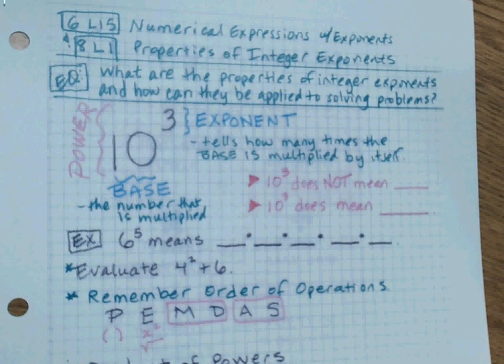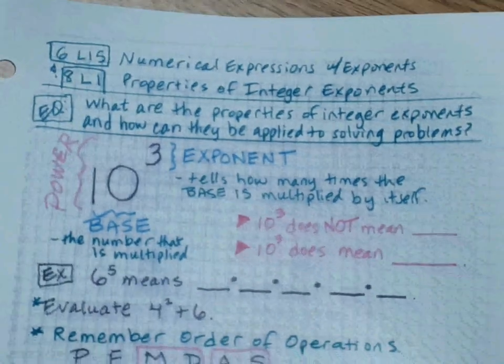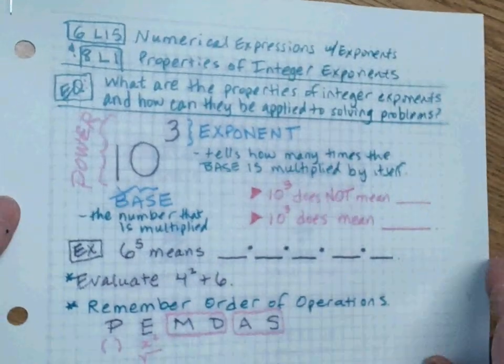Welcome back to school. This is Ms. Rose, and today I'm going to talk about 6th grade lesson 15, which is a review about numerical expressions with exponents. This week we are going to talk about properties of integer exponents. Specifically, our essential question will be, what are the properties of integer exponents, and how can they be applied to solving problems?